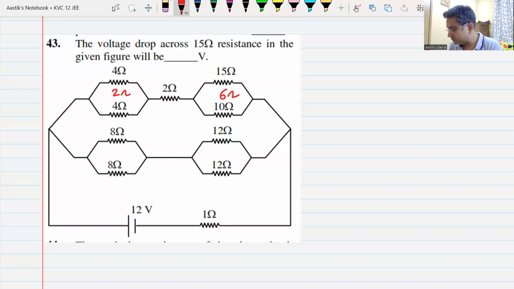8 and 8 will become 4. 12 and 12 will become 6. 6. Yes, correct. So in the upper arm you have how much? 10. This upper arm you have 10, and then this lower arm you have 10. Okay, what next? 10, 10 and 1 are in parallel, sir.